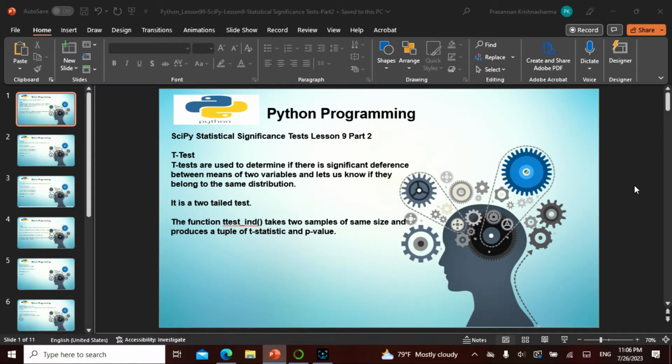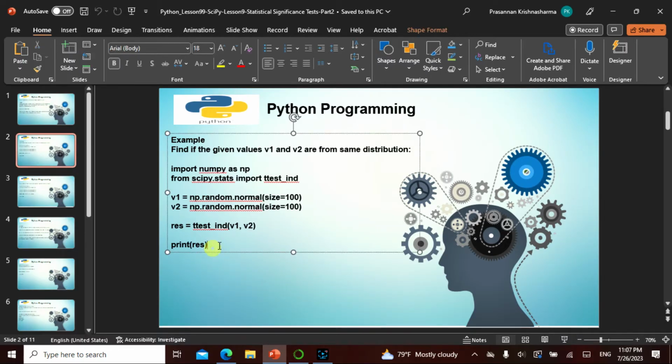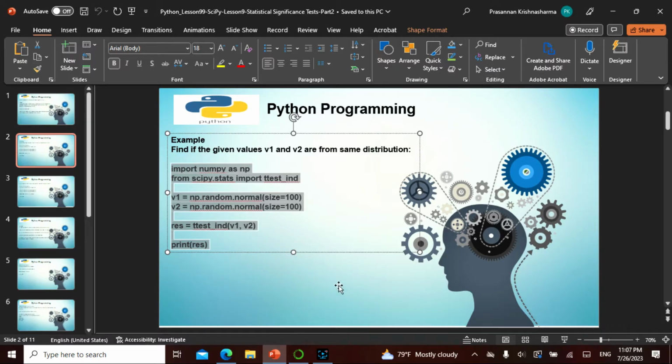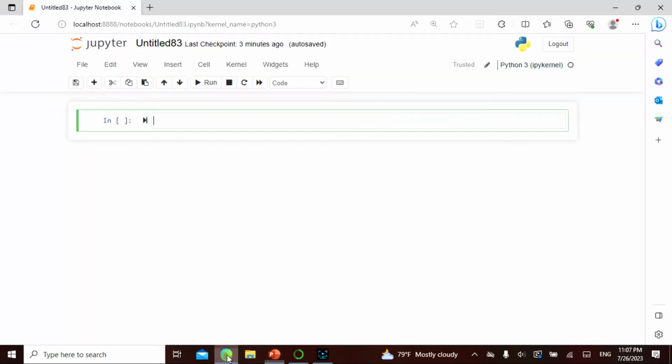It is a two-tailed test, so it happens on this side and this side, not a one tail. There is a function called ttest_ind that takes two samples of the same size and produces a tuple. If you saw my earlier Python lecture, I would have covered tuples and stuff of that nature. So this is a tuple of a t statistic and p-value. All right, let's take an example, for given values of v1 and v2 of the same distribution.